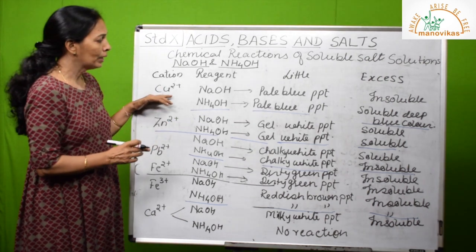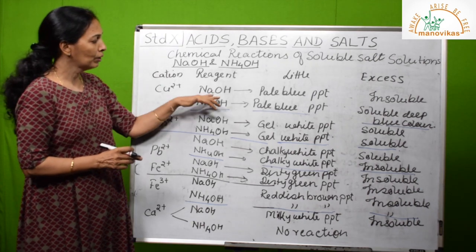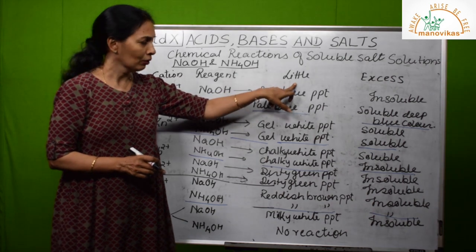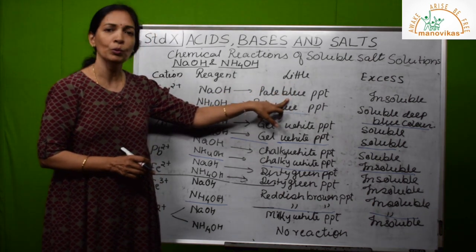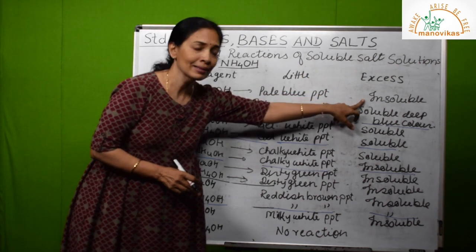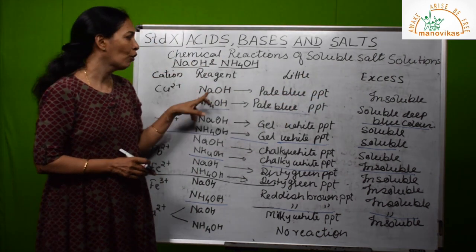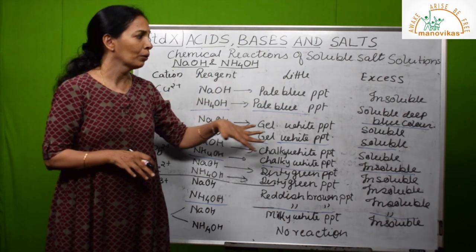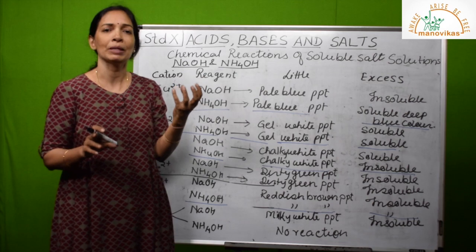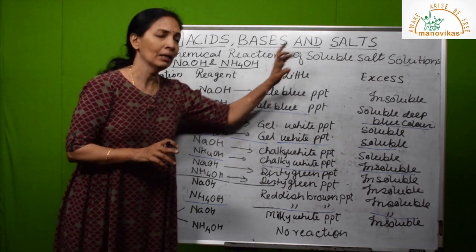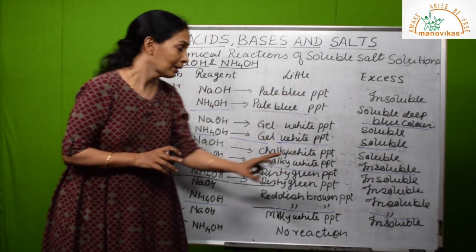Now copper 2 plus ion salt solution is first treated with sodium hydroxide. A little sodium hydroxide will give pale blue PPT. And then if you add excess, this PPT will be of copper hydroxide, which is insoluble. Add excess of NaOH, the precipitate will remain insoluble. So no reaction is taking place. So pale blue PPT, which is insoluble in excess.